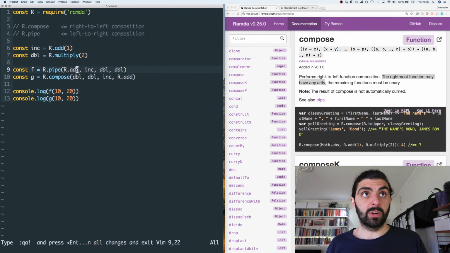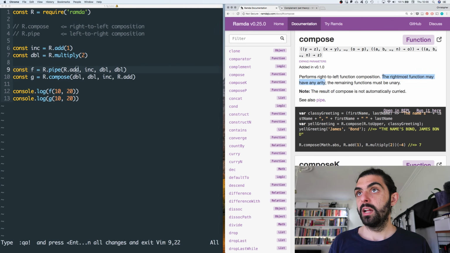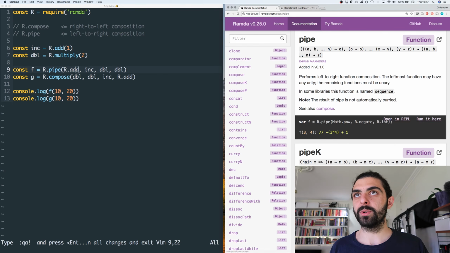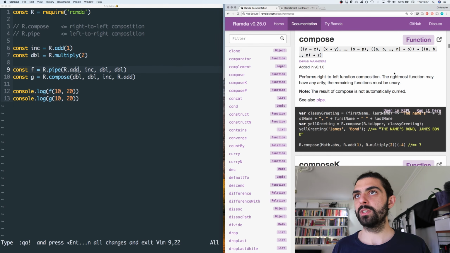But that just goes to show that, as they say here in the documentation, the rightmost function may have any arity in compose, but in pipe, the leftmost function may have any arity. And of course, here they also say, see also pipe. So if we go to pipe here, we can see they say the leftmost function may have any arity. But here at compose, the rightmost function may have any arity. And again, the remaining functions must be unary, in other words, taking 1 argument. But that's it for compose.